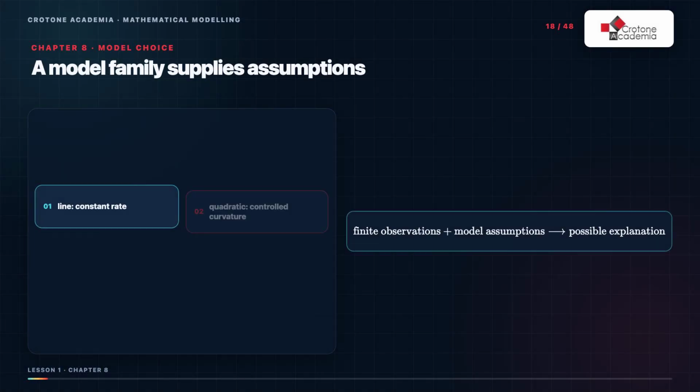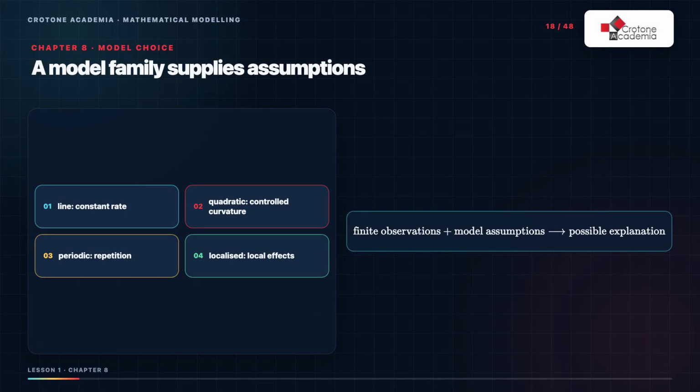Because finite observations are compatible with many functions, model construction requires assumptions. A straight line family assumes a constant rate of change. A quadratic permits one controlled form of curvature. A periodic family permits repeating behavior. Localized building blocks can represent effects concentrated near selected locations. More flexibility is not automatically better. Complexity changes what the model can express between observations and beyond the observed range. Data help determine parameters within a chosen family, but the family determines what kinds of explanations are possible.